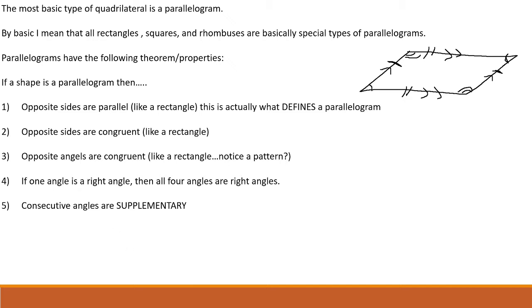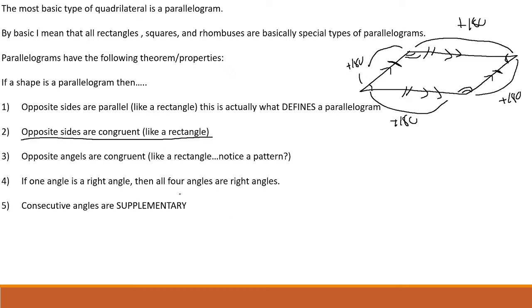And then the consecutive angles are supplementary. This is the one that most people forget. It basically means that if I take these two angles and add them together, they add to 180. These two angles add to 180. These two angles add to 180. And these two angles add to 180. So if you go side to side, the angles that you hit should add to 180. Or put another way, angles on the same line should add to 180 in a parallelogram. And again, angles that are opposite of each other are going to be congruent, as it says right here.